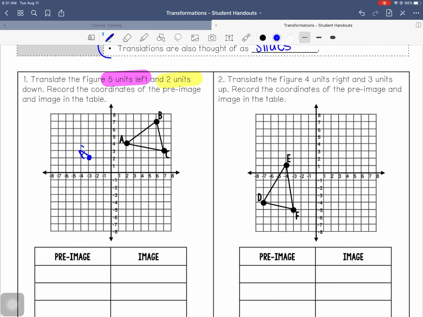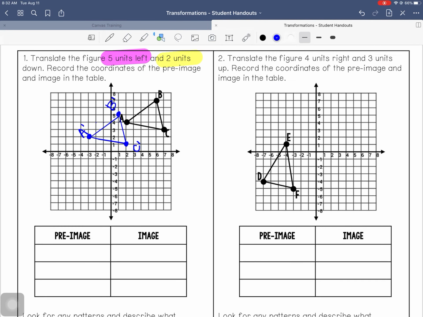All right, for the next one, we're going to go 5 to the left: 1, 2, 3, 4, 5, and 2 down: 1, 2. This is B prime. Label as you go. C: 1, 2, 3, 4, 5, 1, 2. Once you have done those, we're going to connect those using your ruler. Before we write the coordinates down, let's look. Do we have the same image? Yes, we do. The same size, the same shape, and the same orientation of vertices and figure. It has just slid on the coordinate plane.